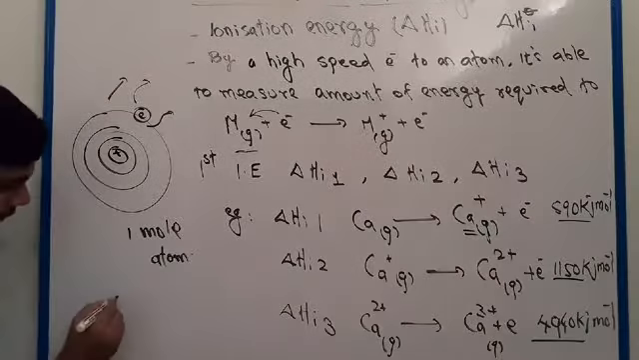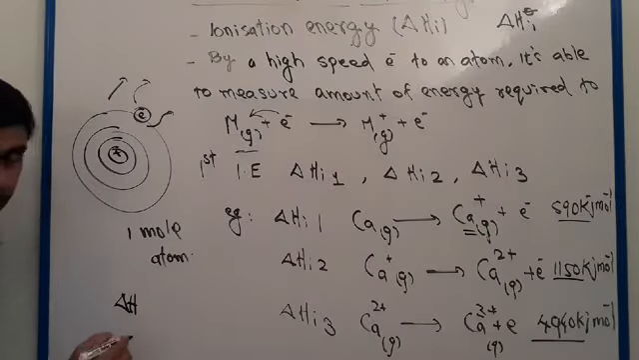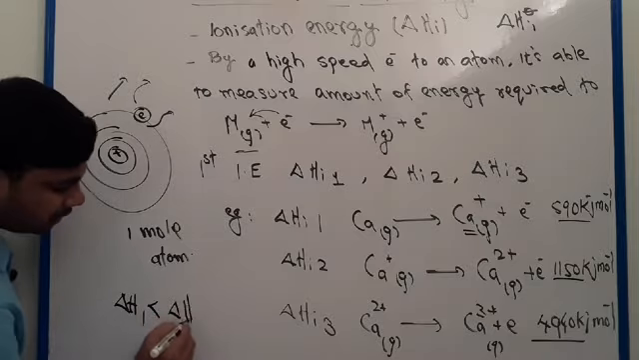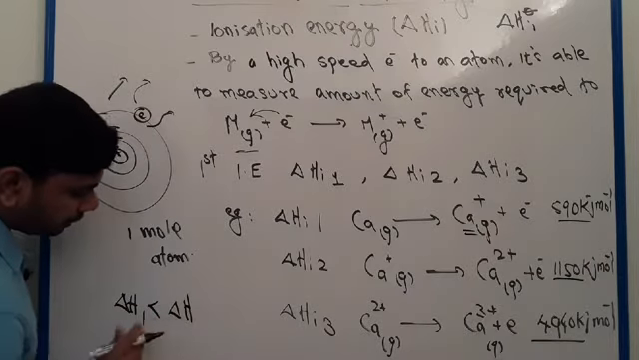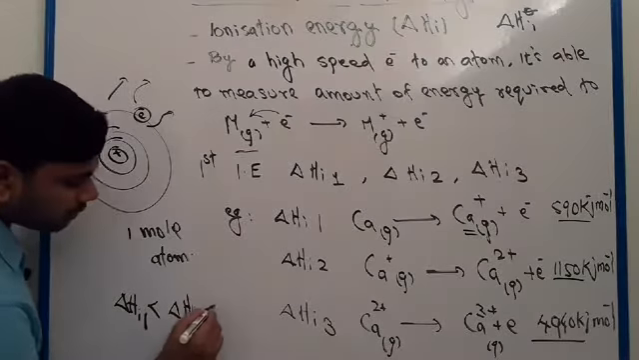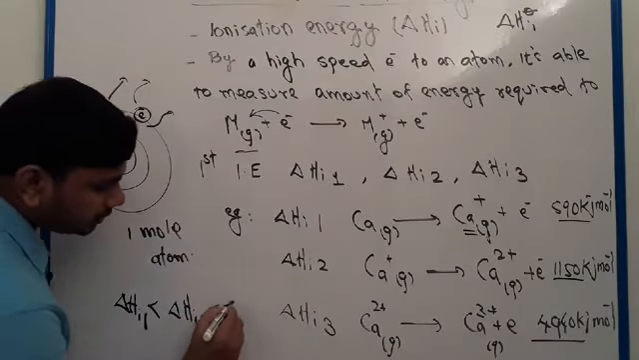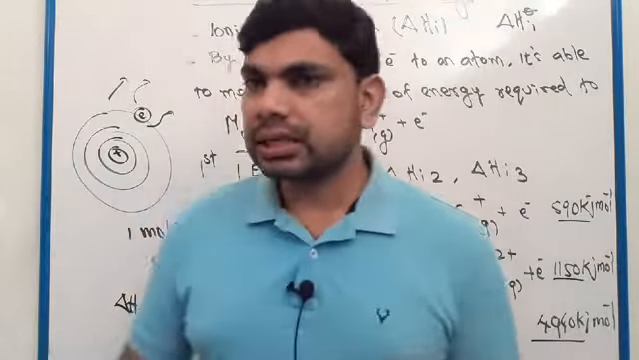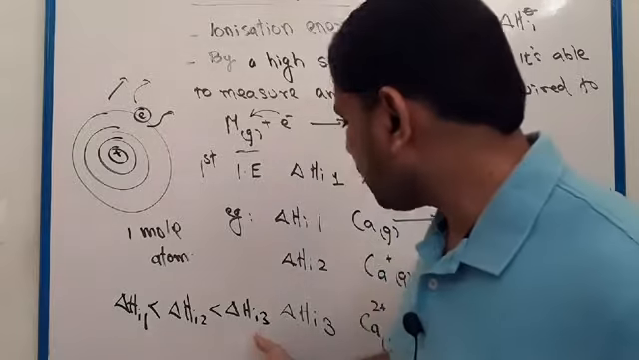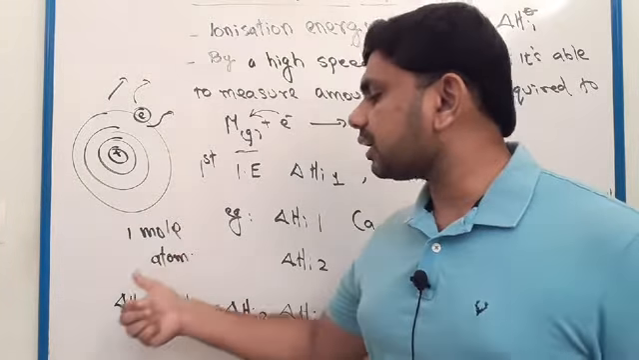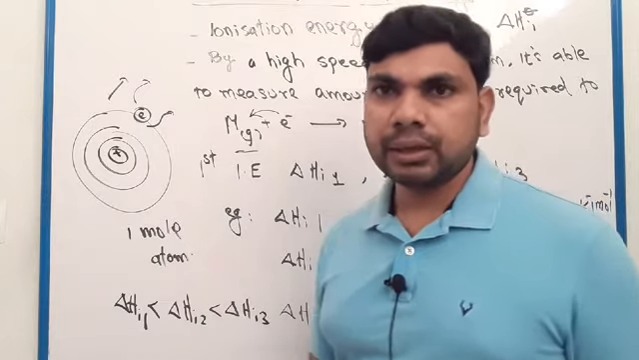So this sequence shows that delta H1 is less than delta H2, and it is less than delta H3. So here this shows that third ionization enthalpy is greater than second ionization enthalpy, which is greater than first ionization enthalpy.